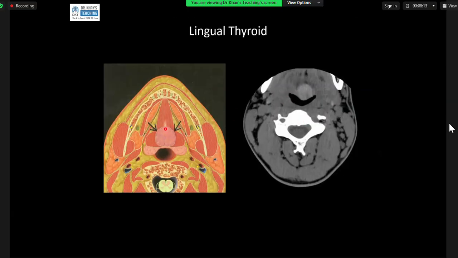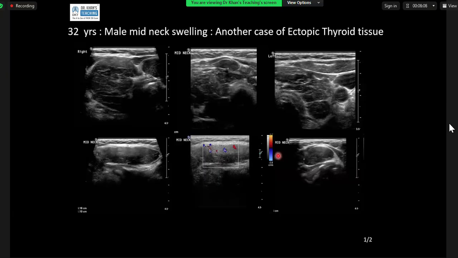So this is the location of ectopic thyroid, lingual thyroid. This is a case from our hospital where the patient presented with midline neck swelling, and there was a solid mass on an ultrasound. The report was that we should do an MR and we should consider biopsy, MDT discussion, and so on.